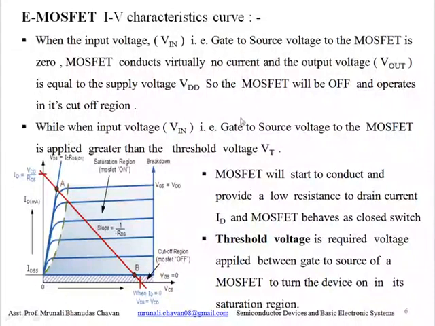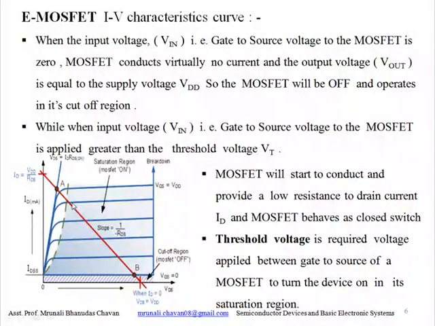The threshold voltage. And here when input voltage Vin, that is gate to source voltage to the MOSFET, is applied greater than this Vt, the MOSFET will start to conduct and provide a low resistance to drain current, and MOSFET behaves as a closed switch. So in this region the MOSFET will act as a closed switch.